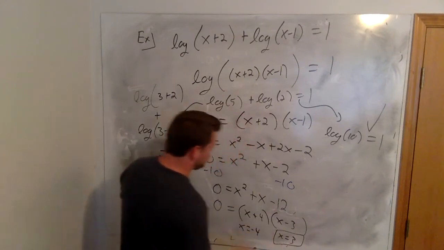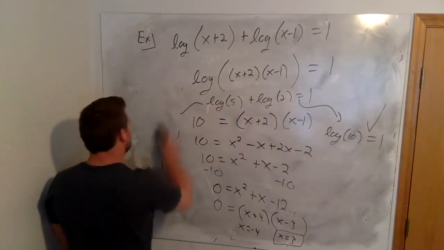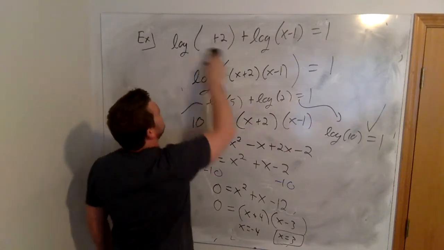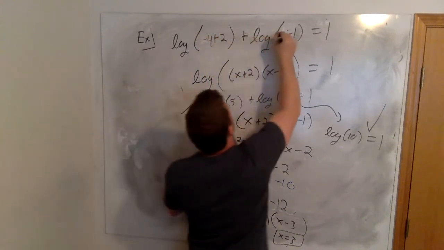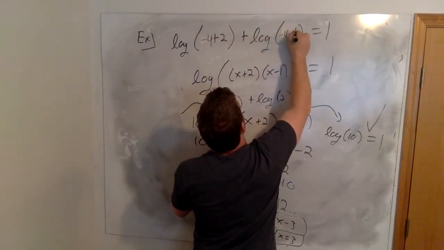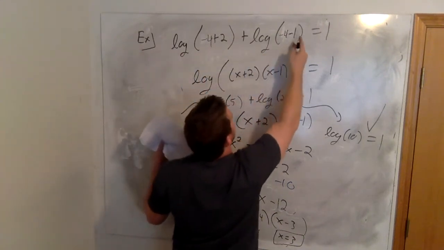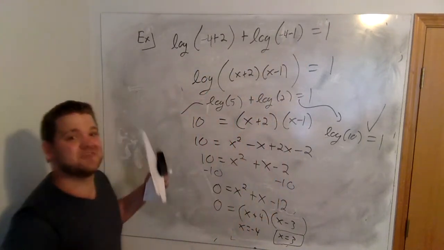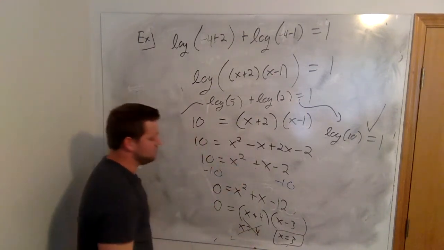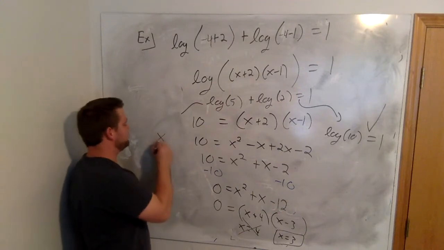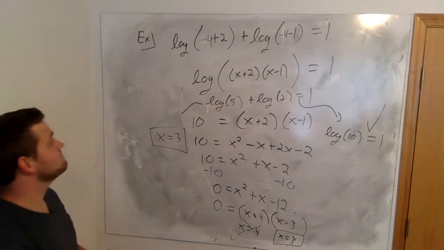We will have a problem with x being negative 4. Notice if we try to plug in negative 4, we're going to have a domain issue. If we plug in negative 4 here, notice, this is the log of negative 2, this is the log of negative 5. There's a domain issue. We can't take the logs of negatives, so x cannot be equal to negative 4. So we only have one solution, x being 3. So we always have to check our answers.